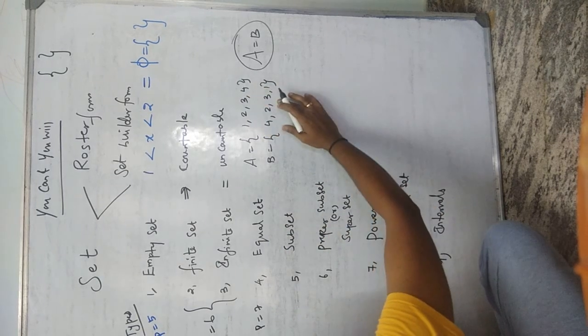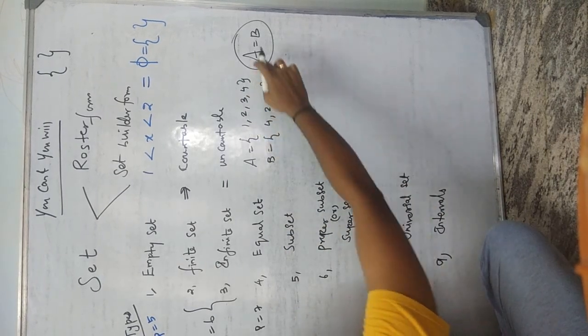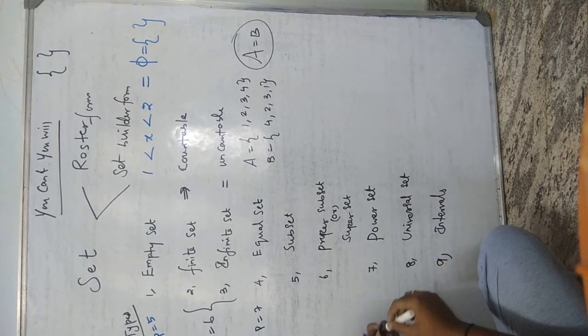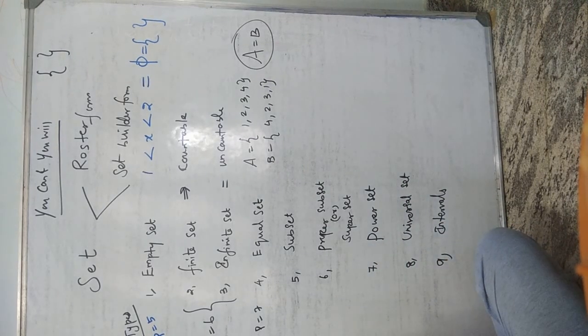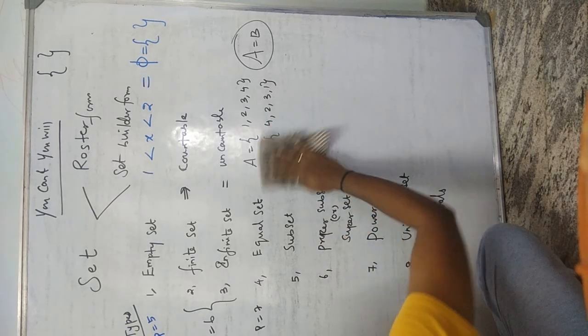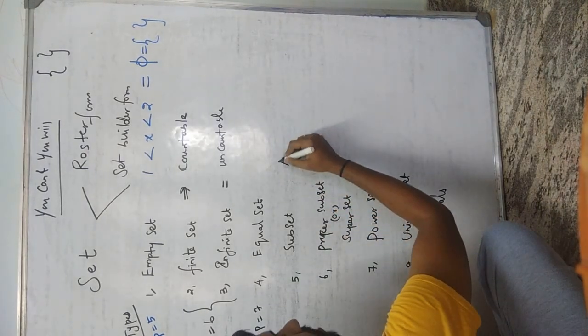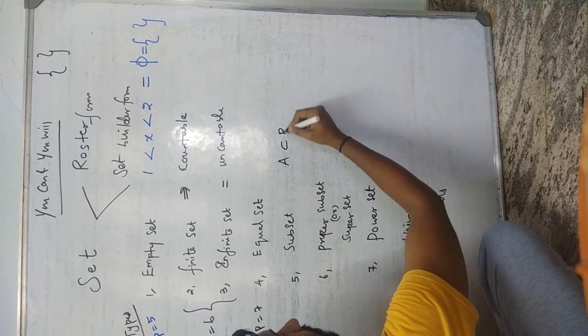Okay, the number of elements must be the same and then the elements also must be the same. That is A equal to B. Subset. Okay, so there is no space, so I'll wipe out the equal set. Okay, so subset. What is meant by subset? So A is the subset of B.